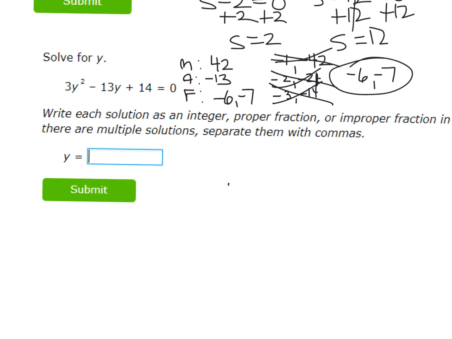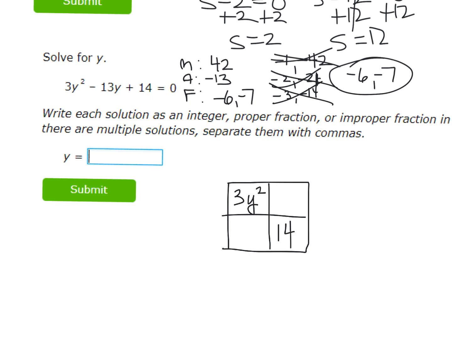Now, when we have this type of quadratic, we need to use the Punnett square. So 3y squared goes here. The last number, 14, goes here. And then the middle number of -13y gets broken up into -6y and -7y. This is absolutely no different than what we did before. It's just in the context now of solving these equations.